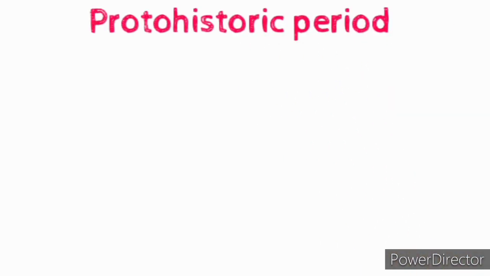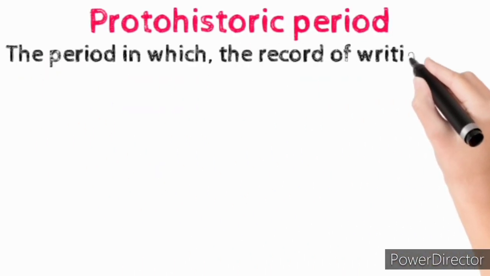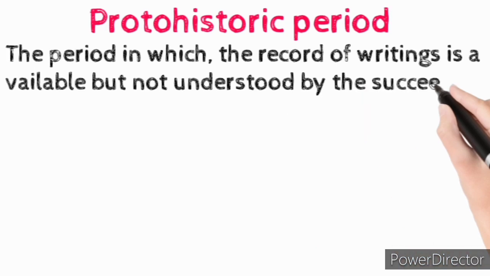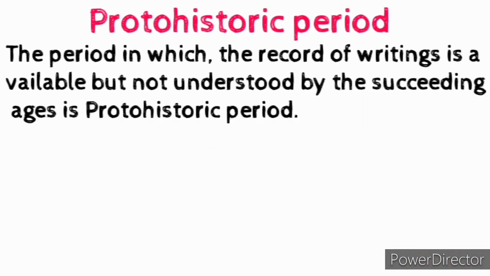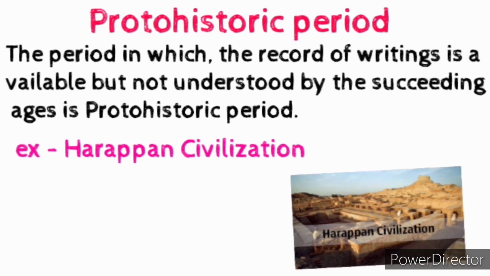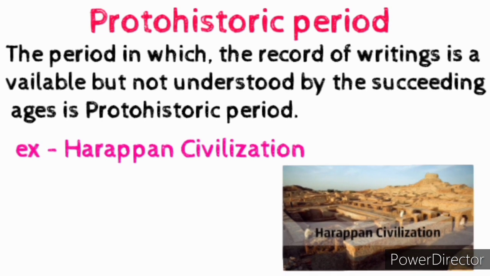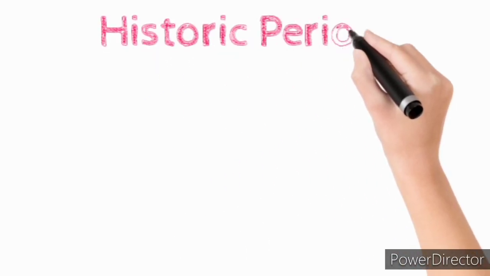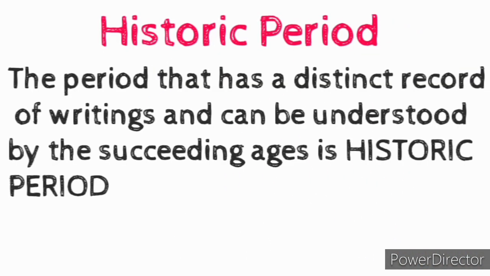Next is protohistoric period. The period in which the record of writings is available but not understood by the succeeding ages is protohistoric period. Example, Harappan civilization. Next is historic period. The period that has a distinct record of writings and can be understood by the succeeding ages is historic period.